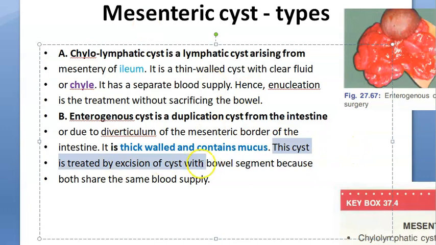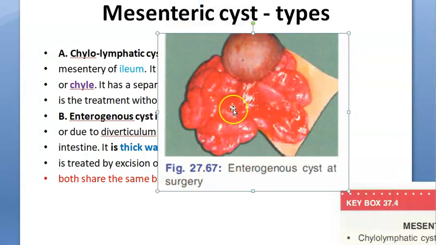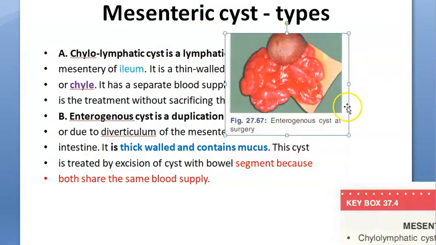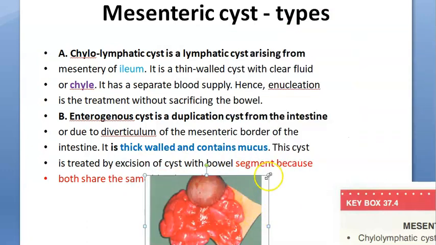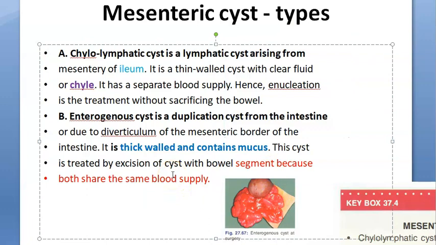This cyst is treated by excision of the cyst with a bowel segment because both share the same blood supply. In this, there is sharing of blood supply and we don't like this. Because of this sharing, we have to remove a part of the bowel also. Okay. That's why in this photo you can see some bowel here. So, the enterogenous cyst is mucus filled, thick-walled, and shares blood supply with the bowel, so we'll have to excise a small portion of the bowel also.